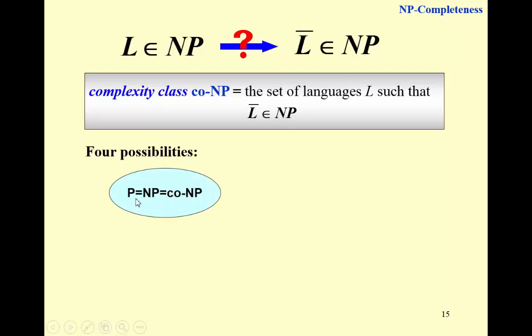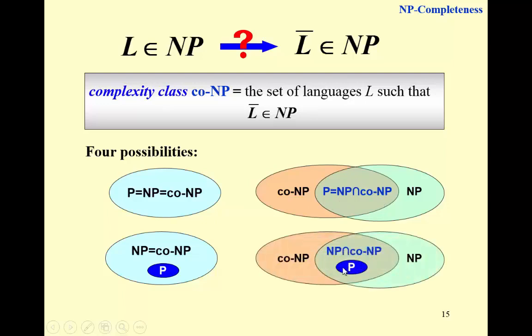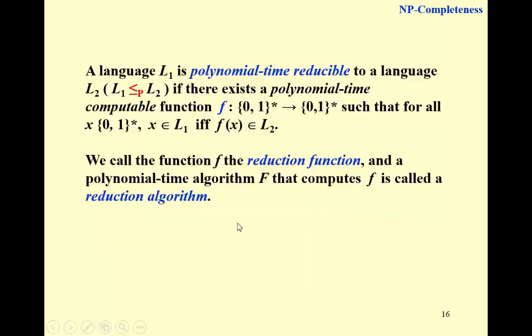For the relationship between the classes P, NP, and co-NP, there are 4 possibilities. One is that P equals NP is also equal to co-NP, so they are the same set. Another one is that NP equals co-NP, but P is a subset. The third one is that co-NP and NP are not the same set, but P is the intersection of these two sets. And the last possibility is that P is not the whole intersection, but a subset of the intersection.